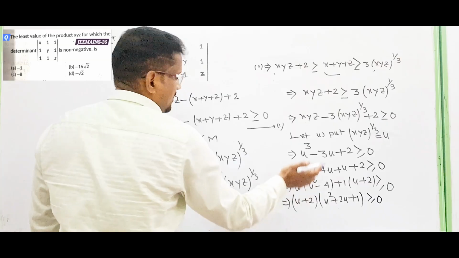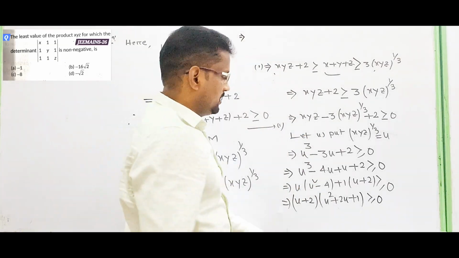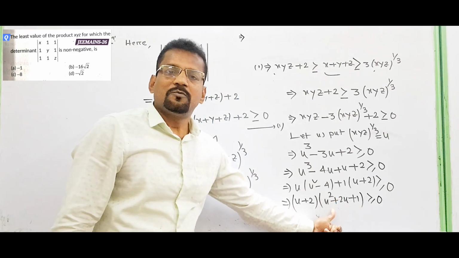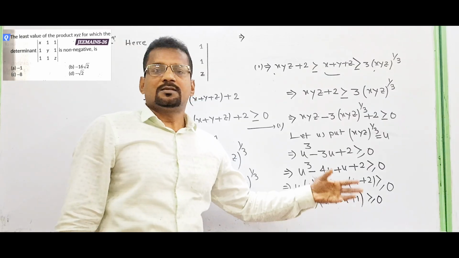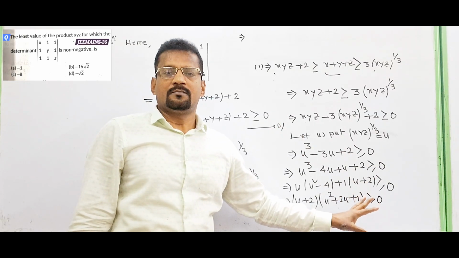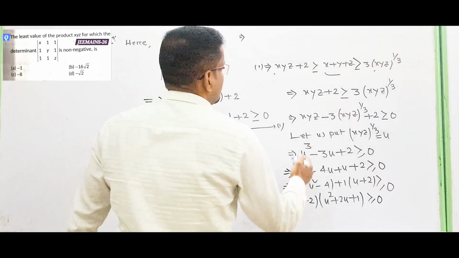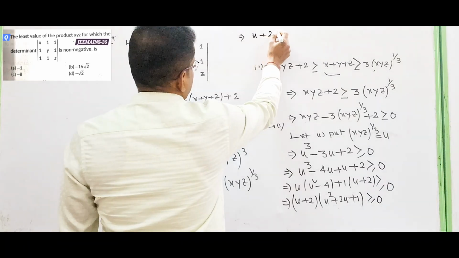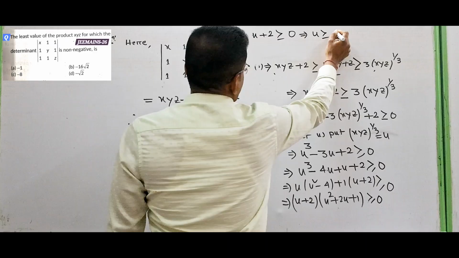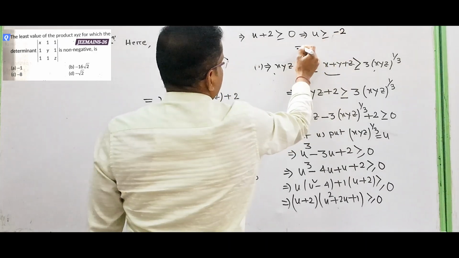Now next part come here implies. Now you see u square plus twice u plus 1 this is nothing but u plus 1 whole square. As it is square, u plus 1 whole square is always positive or non-negative. It cannot be negative. So everything depends on u plus 2. So from here we can write directly u plus 2 greater or equal 0. And this will give you u greater or equal minus 2.